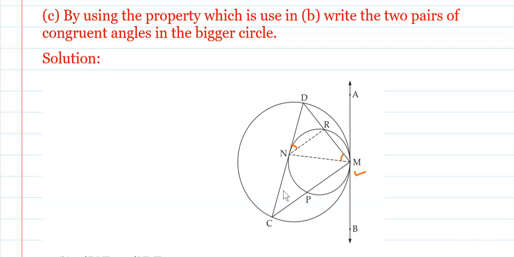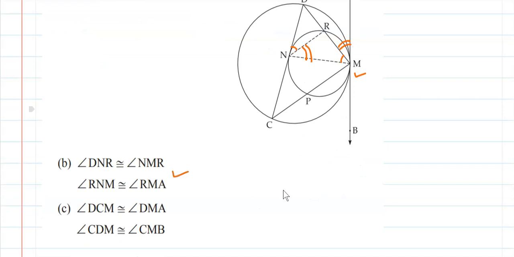What about the second? The second angle, RNM, is congruent to angle RMA. These two angles are congruent. So for the smaller circle, angle DNR is congruent to angle RMN, and the second angle RNM is congruent to RMA in this way.